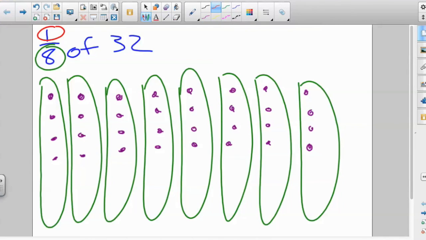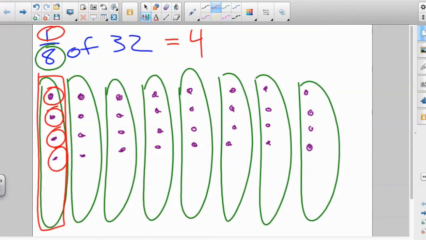Next, I turn my attention to the numerator. My numerator tells me how many of the groups I want to focus on. And because my numerator is 1, I focus on just one of the groups. And I notice that there are 4 dots in that one group. So I know that 1/8 of 32 is 4.